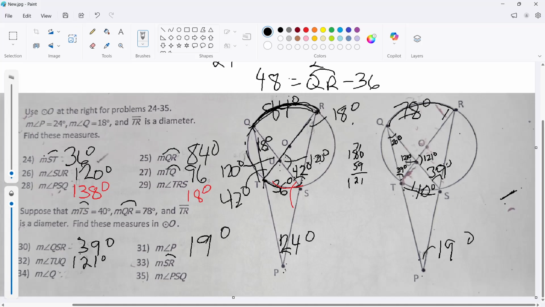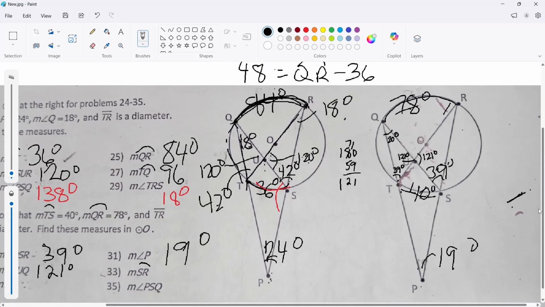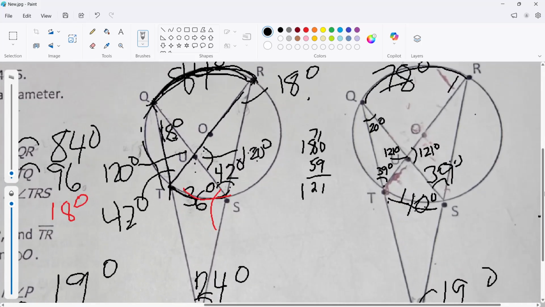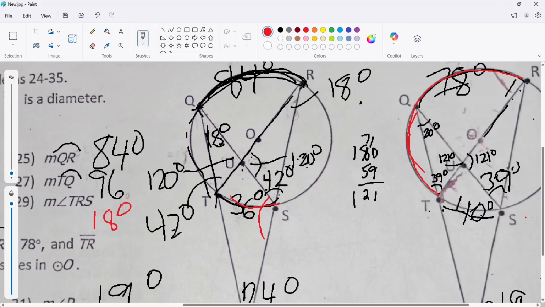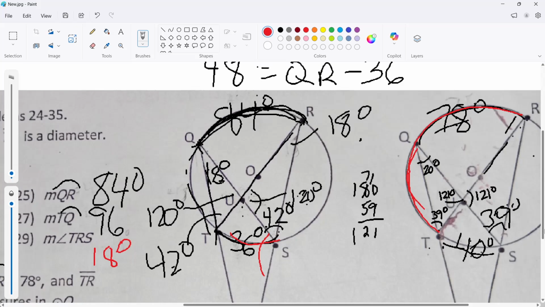Measure arc SR. Well, let's see, what can I use? I know that this is a diameter, so this whole thing is 180. I'll draw it in red. So I can get arc TQ. I just wanted to see if it was already given. No. So 180 minus 78 would be 102 degrees. So this is 102.